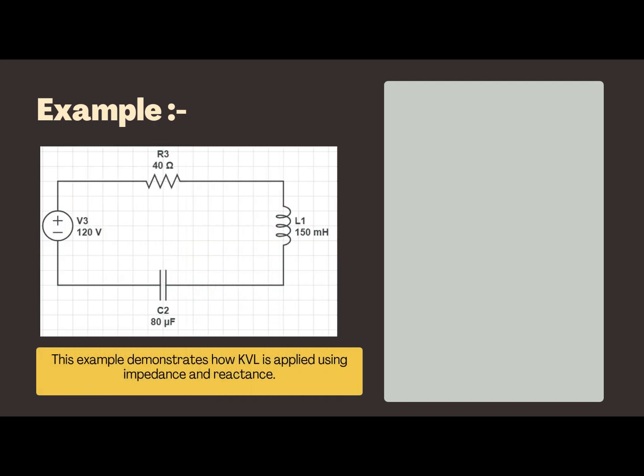Example. Suppose we have a series circuit containing voltage source V equals 120 volts, frequency of 60 Hz, resistor of 40 ohms, inductor coil of 0.15 henries, and capacitor of 18 microfarads. Step 1, we calculate the angular frequency, which is omega equals 2 pi f. We have 2 pi times 60, so we have omega equals 377 rad per second.